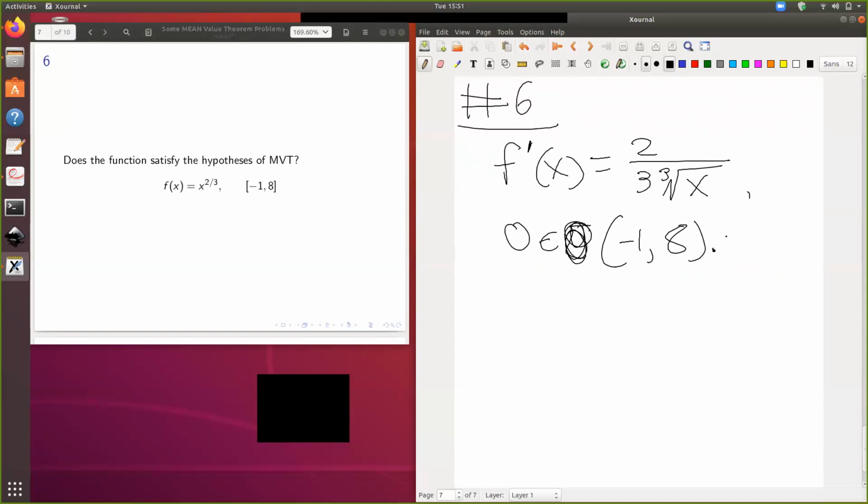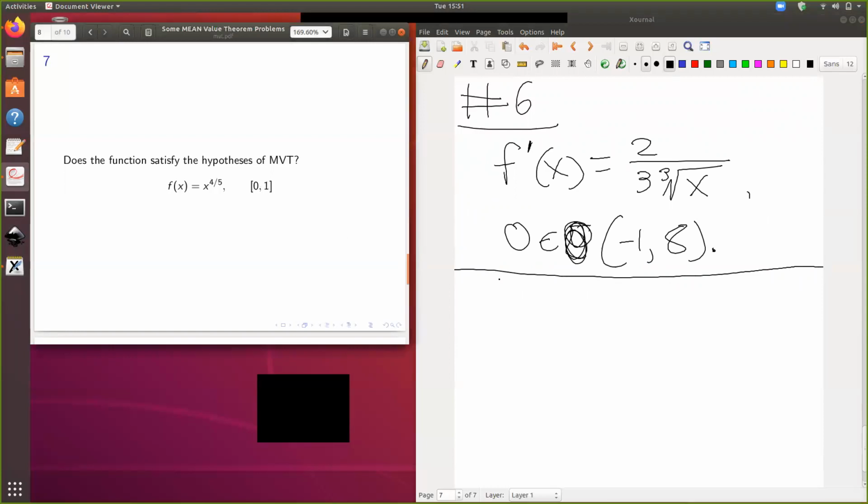That is a problem because that means the function is not differentiable in this open interval. So we cannot apply the mean value theorem. All right, number 7, same deal.